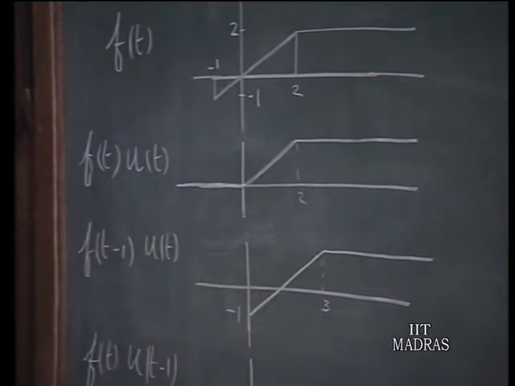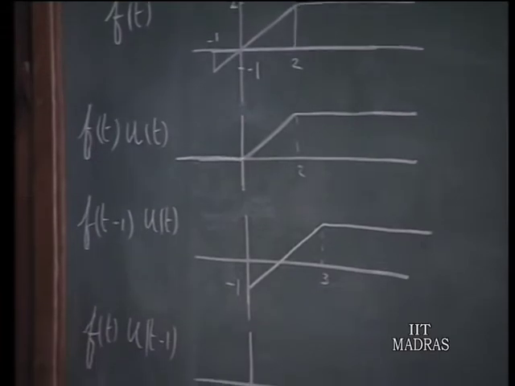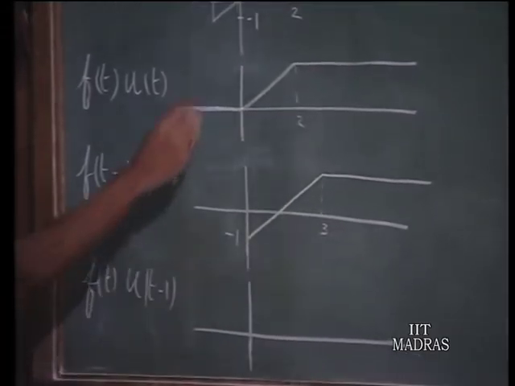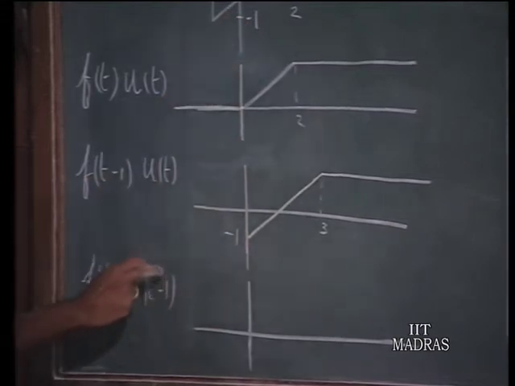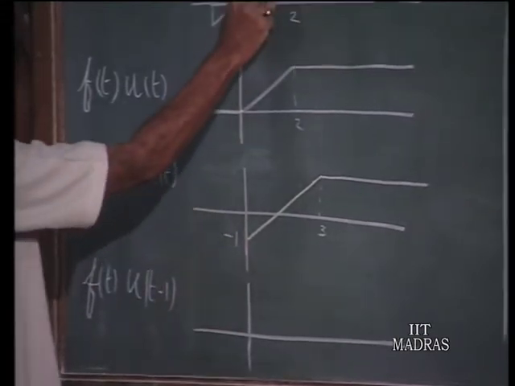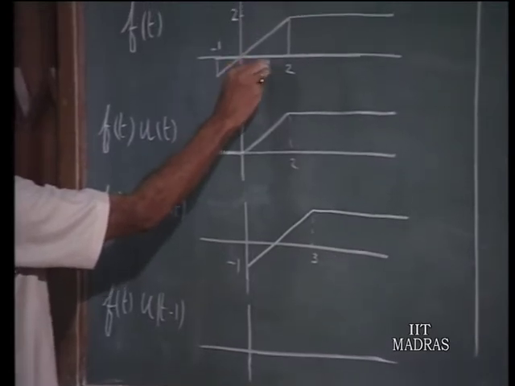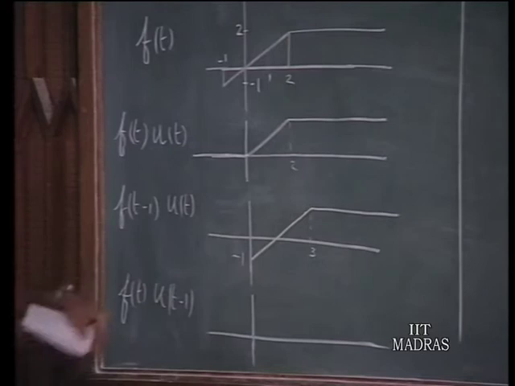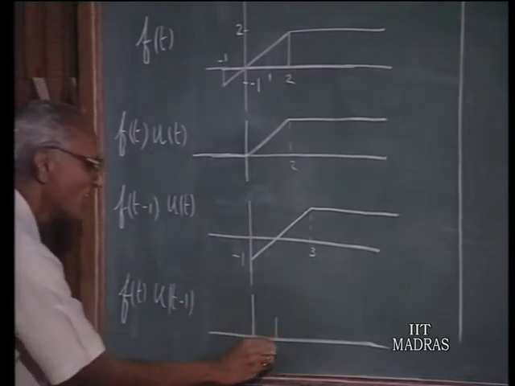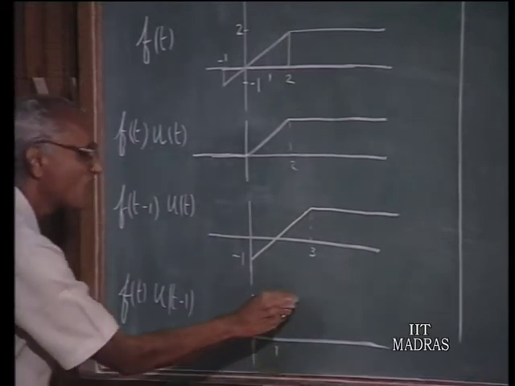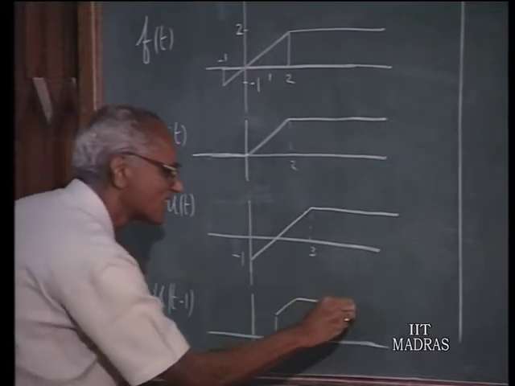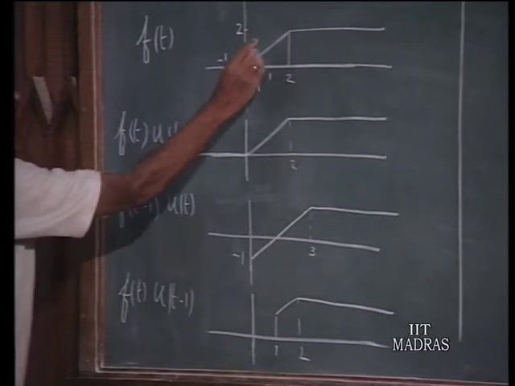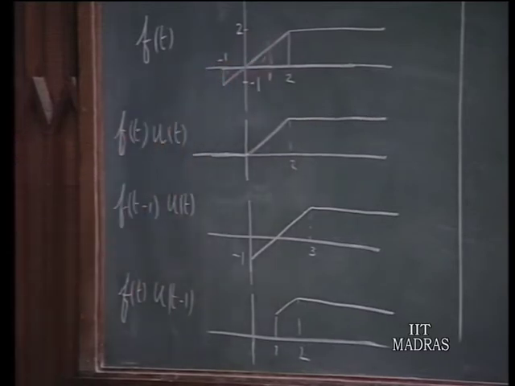On the other hand, if I multiply f of t by u of t minus 1, what will be the result? u of t minus 1 is a step starting at plus 1. So at this point the step starts, and then you are multiplying this curve by u of t minus 1. Therefore, at 1 the curve will be reproduced from t equals 2 onwards only. That means this portion of the curve gets cut off, truncated.